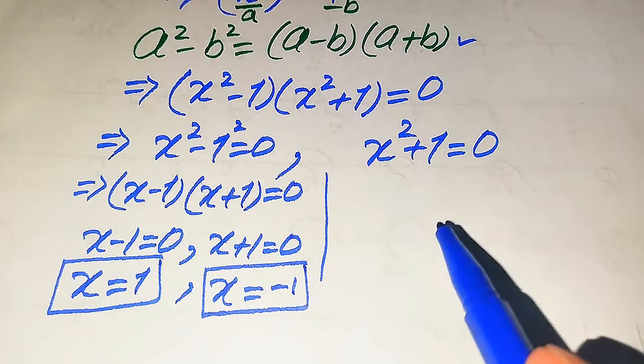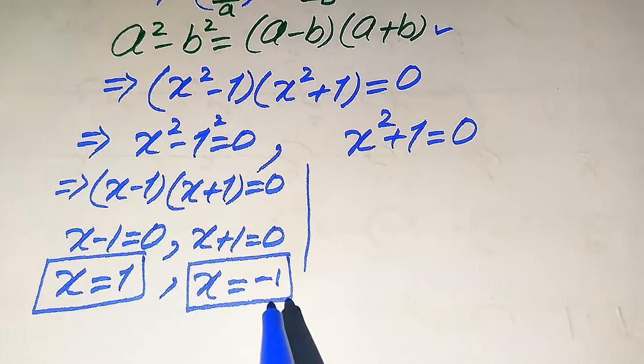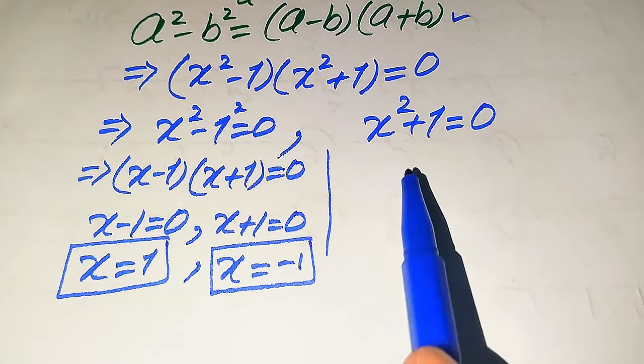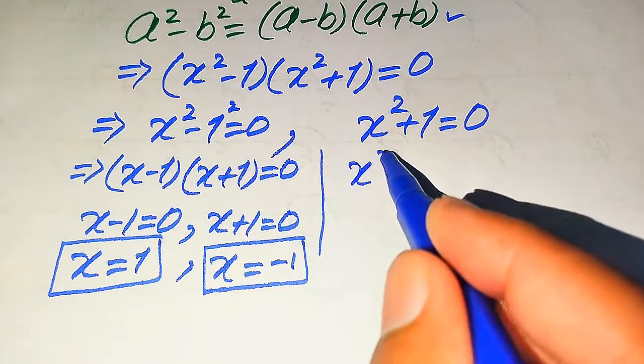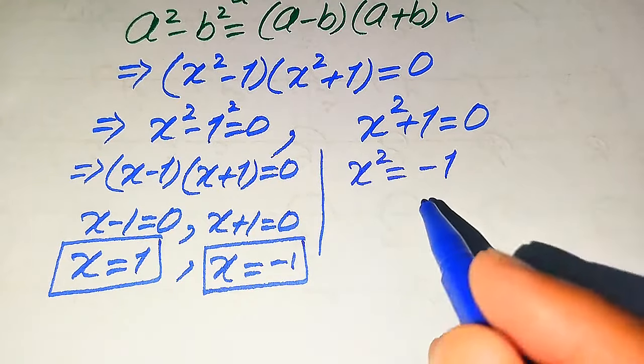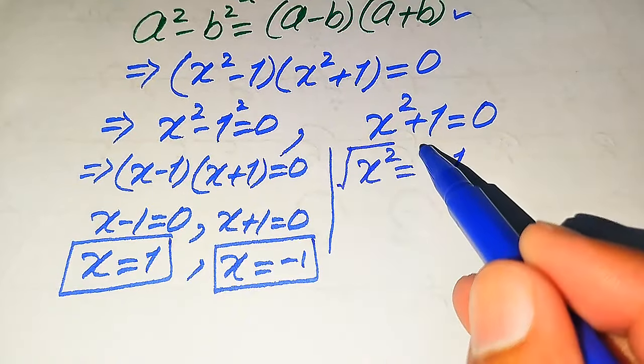And further in the next step we need to focus on the second case. So these are the two roots of the given equation. Okay, so now in order to find the other roots we need to focus here. So from here we move plus 1 to the right hand side, and it becomes x squared is equal to minus 1. And in order to get the values of x, we need to take the square root on both of the sides.